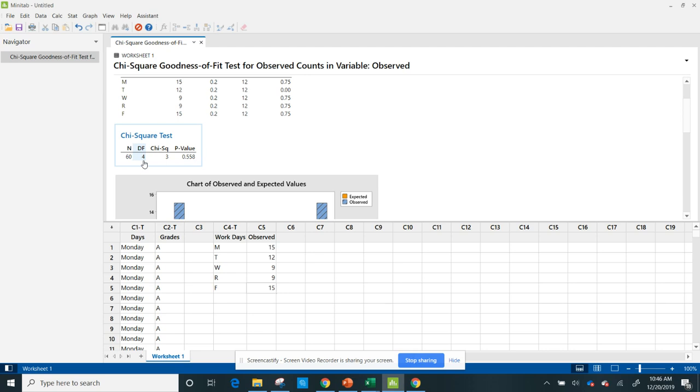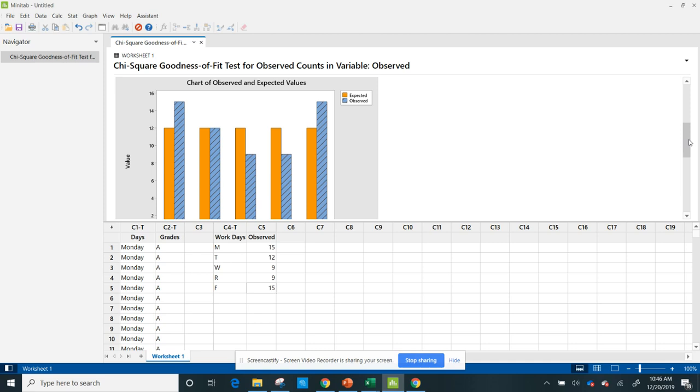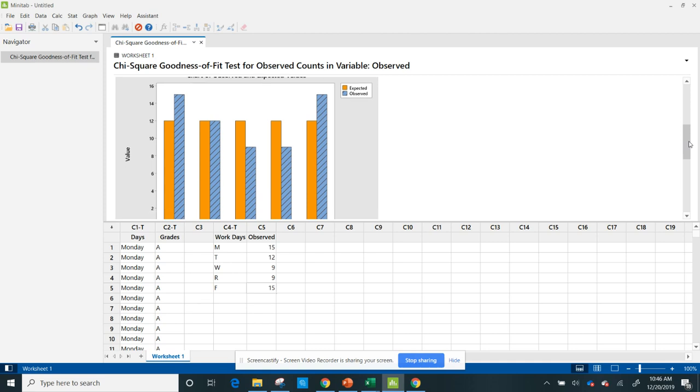So we had 5 categories minus 1 gives us 4. Chi-squared is the test statistic value, and it was 3, and my p-value was 0.558. And another wonderful thing that Minitab does for me, it gives me a picture of the data. So the expected was in orange, and the observed was in blue.